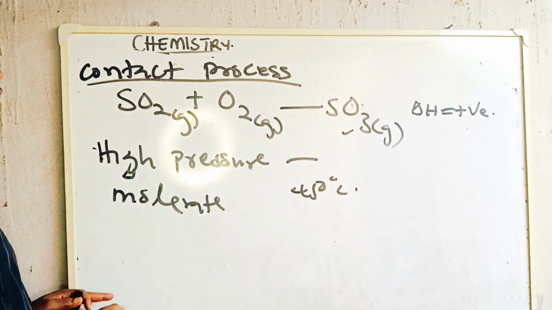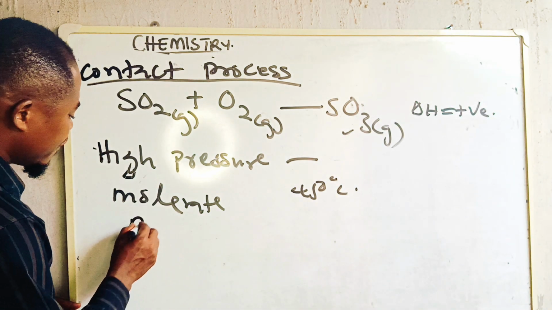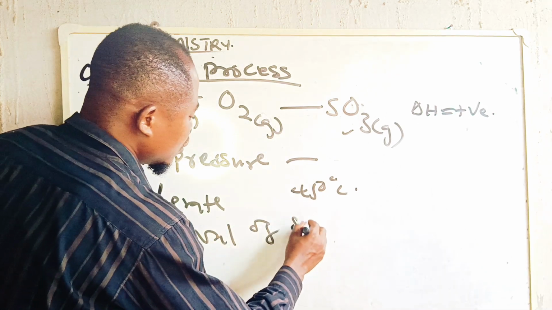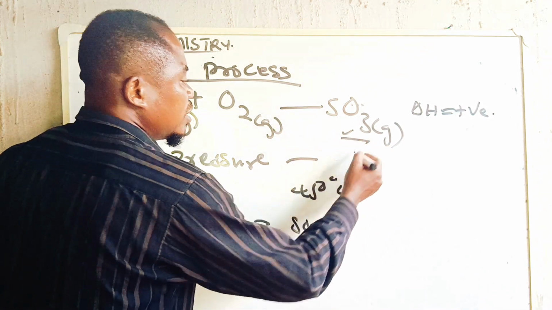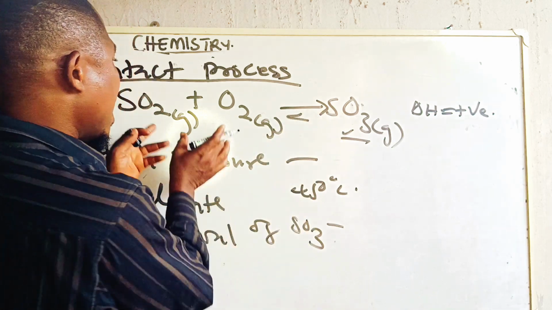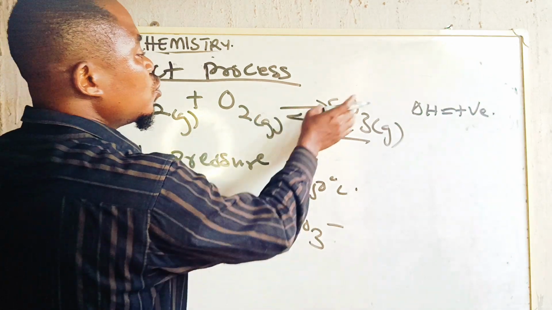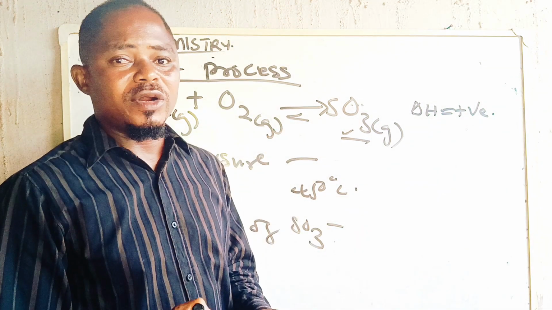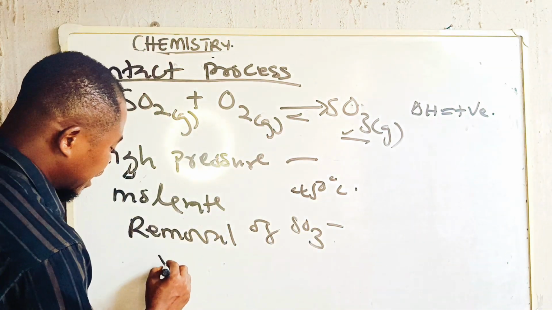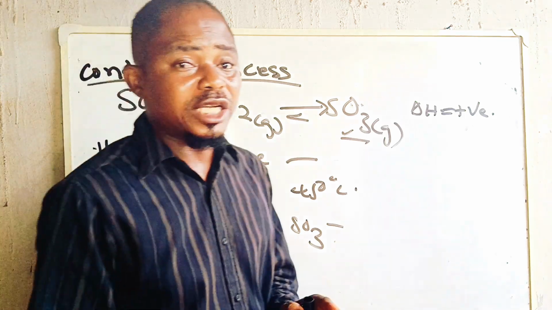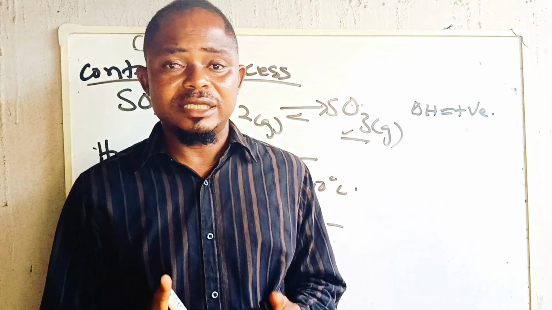Now, another condition is the removal of SO3 from the system. When you remove SO3 from the system, you are going to disturb the equilibrium position. And more of the reactants will react to produce the product so that the equilibrium position can be what? Restored. Now they use a vanadium catalyst to speed up the rate of reaction without disturbing the system.